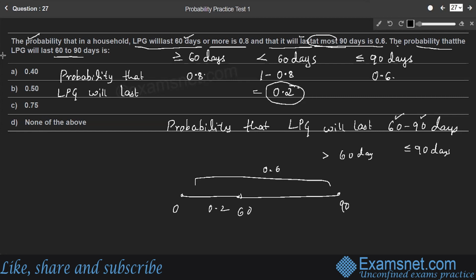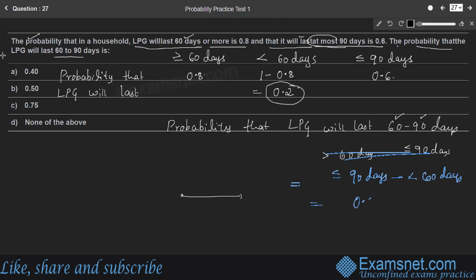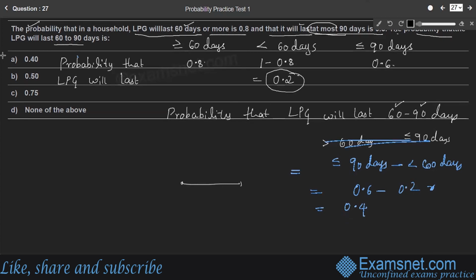Therefore, the probability that LPG will last less than or equal to 90 days, which is 0.6, minus 0.2 gives the probability between these 2 days, 60 and 90 days, right? Therefore, the probability that LPG will last 60 to 90 days is equal to the probability of less than or equal to 90 days minus the probability of less than 60 days, which is nothing but 0.6 minus 0.2, which is equal to 0.4. That is the probability that LPG will last 60 to 90 days. So option A is the right answer.